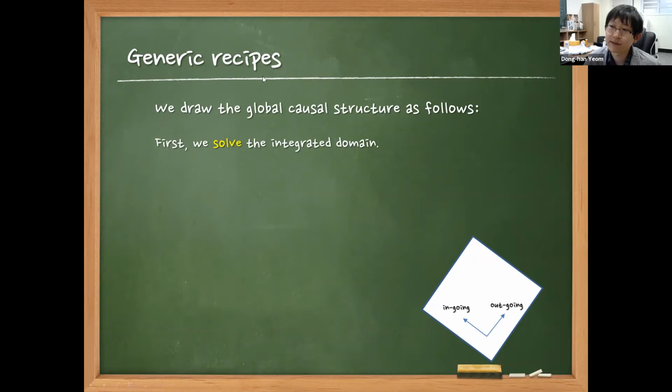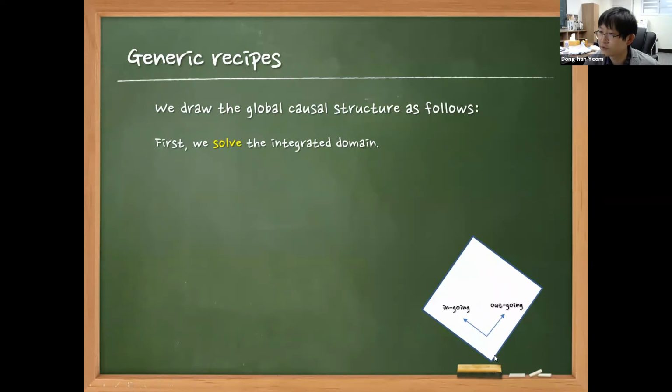So this is the generic recipe to draw the global causal structures for almost all possible examples. First we solve the interior domain. Solving means that you solve it by any way, analytically, or in general dynamical cases, where you cannot solve analytically, by using computers or whatever. In principle you can solve all the local dynamics.